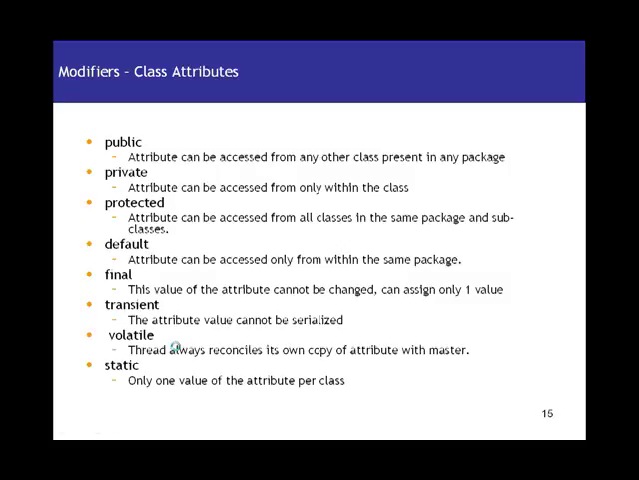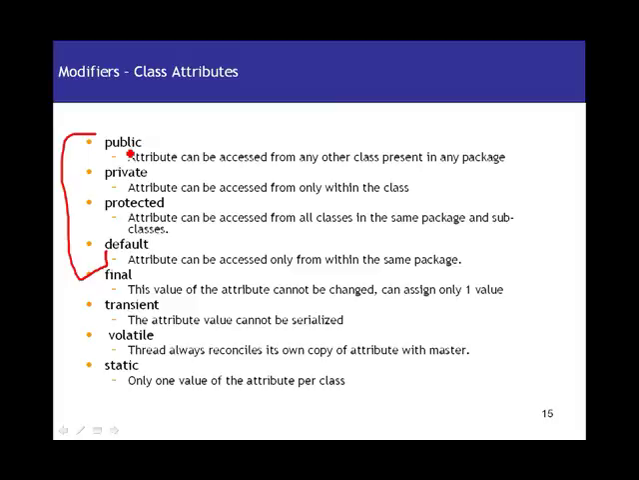We can apply any one of these four access modifiers to a class attribute, and some non-access modifiers as well, right? So we've already seen what public is. Anyone can access my instance variable, right? When I say public, for example, public int i = 10, anyone can access the value of i from outside my class or outside my package.